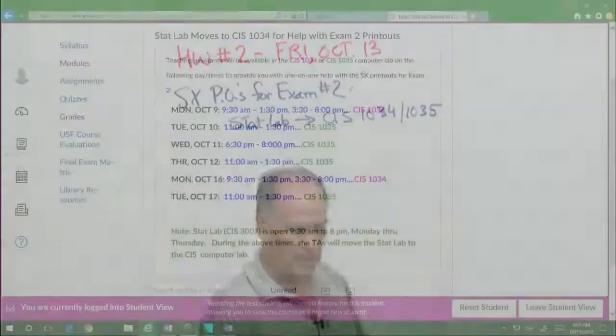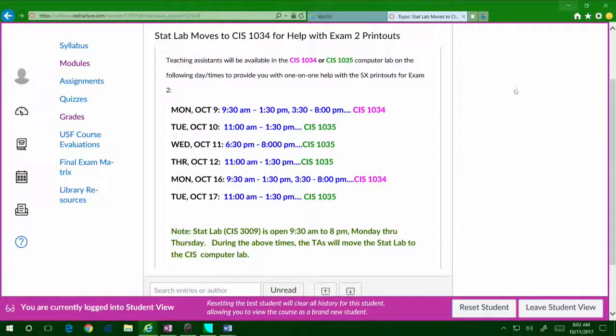I'm going to switch over to the computer now and show you that. Just take a look here on Canvas. These times are posted where the TAs are moving from the stat lab into the CIS, either 1034 or 1035 computer lab, to give you help. And remember now, on the times that they're not in the computer lab, they'll be in the normal stat lab. So the stat lab's not closing. It's just moving at various times. So if you need one-on-one help with that, that's great.